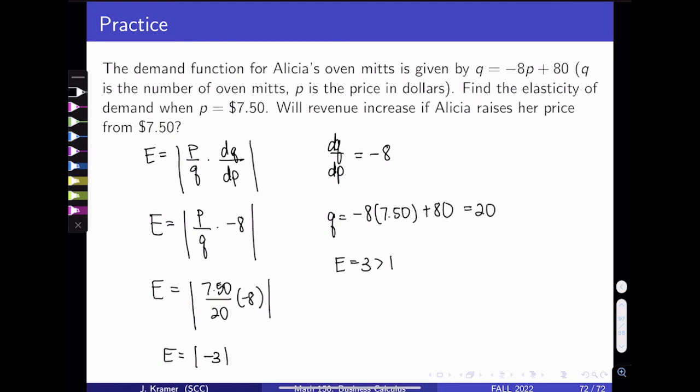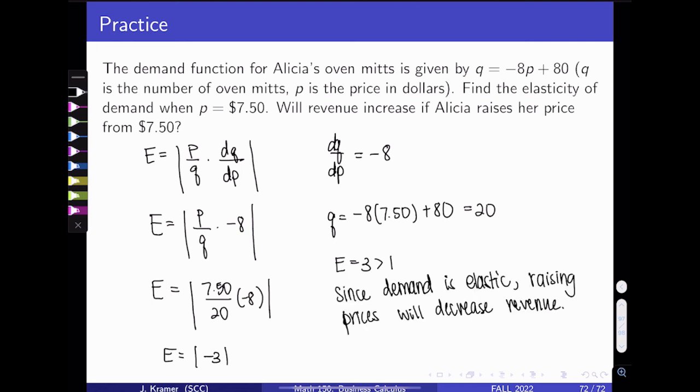From the previous slide, when the elasticity is larger than 1, we say that the demand is elastic and raising prices will decrease revenue. So revenue will decrease if Alicia raises her price from 750. So just to reiterate, since demand is elastic, raising prices will decrease revenue. That concludes the Chapter 2 material. The next series of videos will get into integrals.